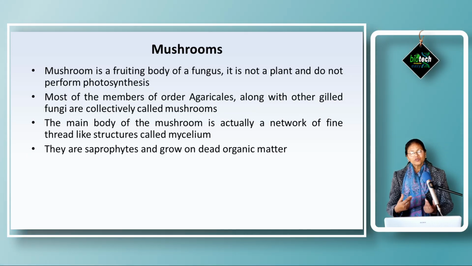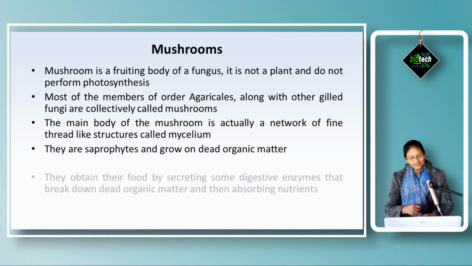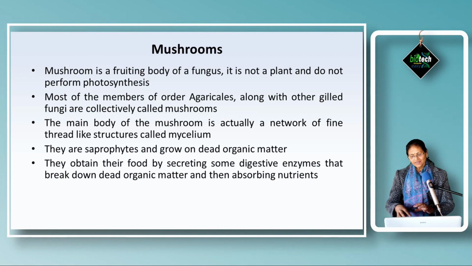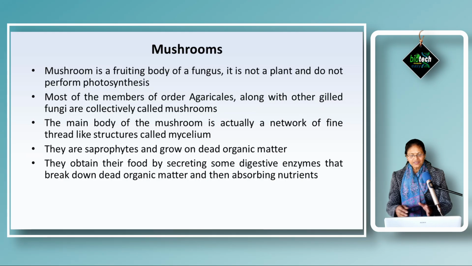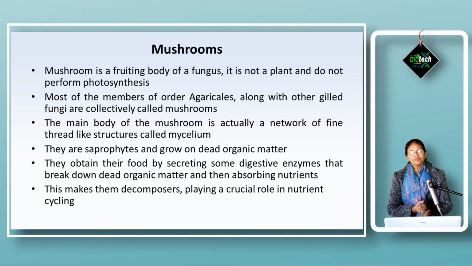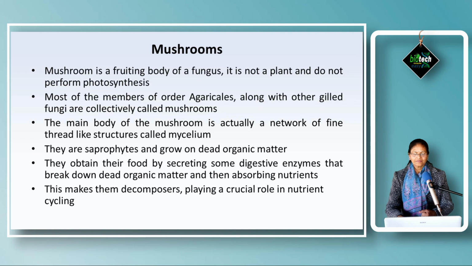Since they are living organisms, they need energy, they need food. This food they get from the dead organic material, and they obtain it by secreting digestive enzymes. These digestive enzymes are excreted, and they break down the dead organic matter on which they are growing, and then they absorb the nutrients. This particular feature makes them very good decomposers. In fact, all the fungi are very good decomposers. So they also play a very crucial role in nutrient cycling.